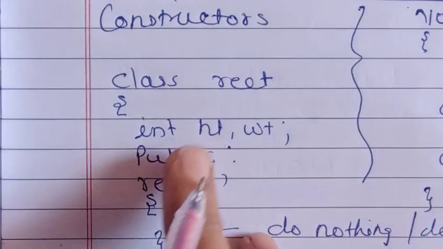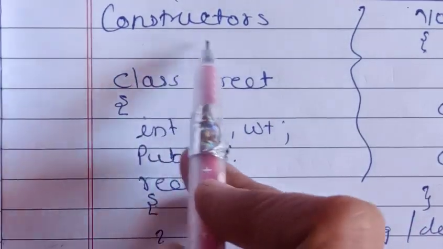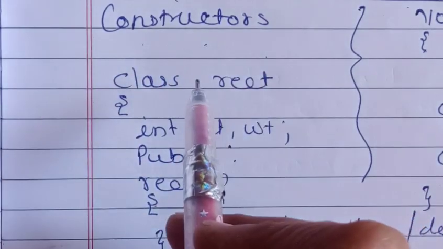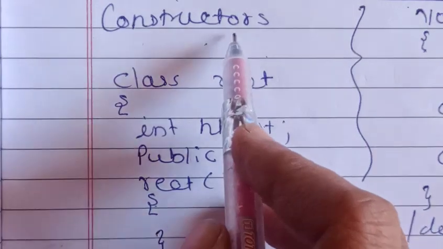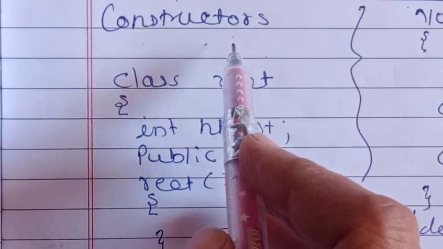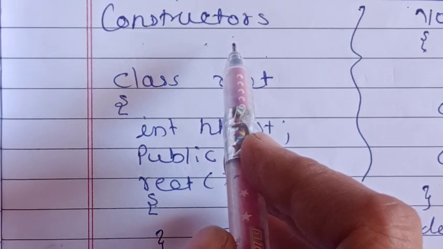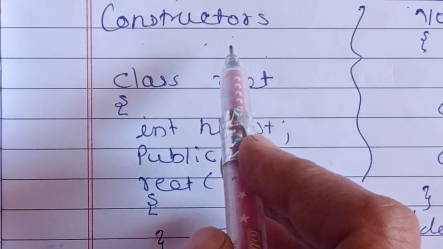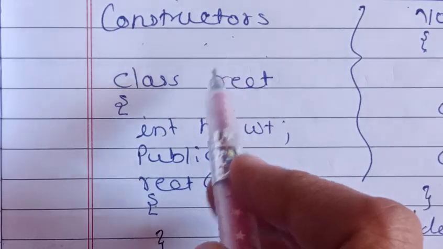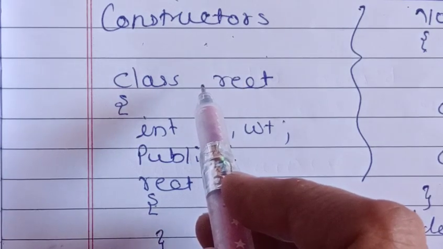In this video we will be seeing constructors. So what are constructors in C++? Constructors are the special functions having the same name as that of the class to which they belong. And why are constructors used? What is the function of constructors? They are used to initialize the objects at the time of object creation. So how it is done, let us see.